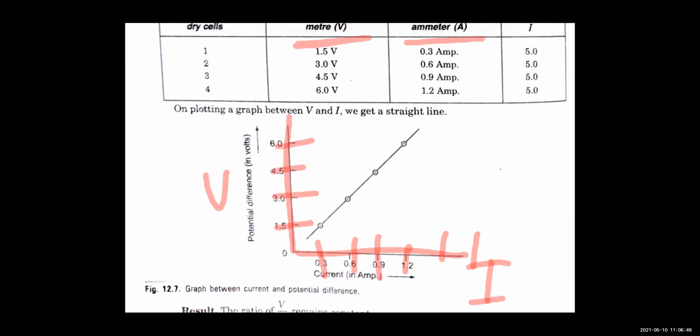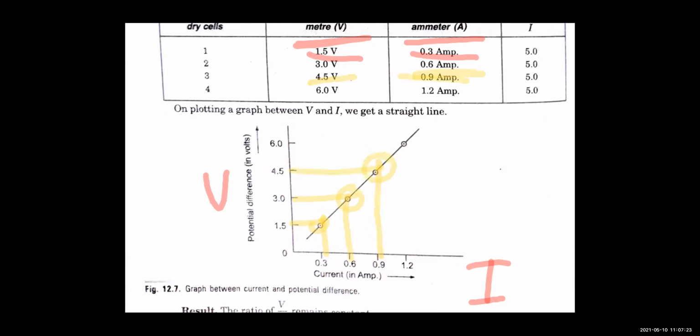So 1.5 volt, right? Now when the potential difference is 0.5, the current is 0.3. So your point is here. Let me draw it with another color. So when voltage is 1.5, current is 0.3. So the point is here. Then when voltage is 3, the current is 0.6. So the point is here. When voltage is 4.5, the current is 0.9.